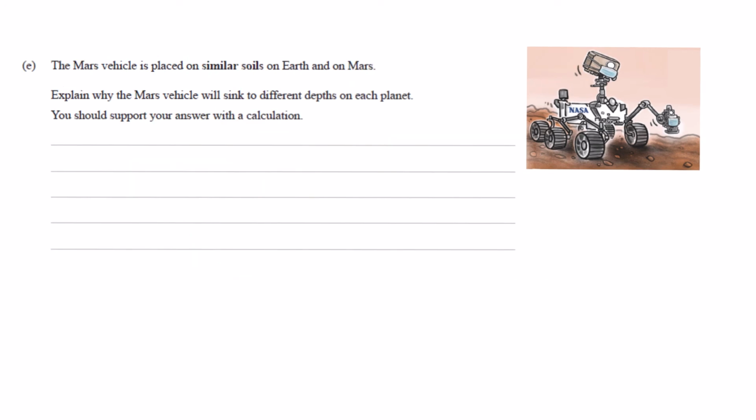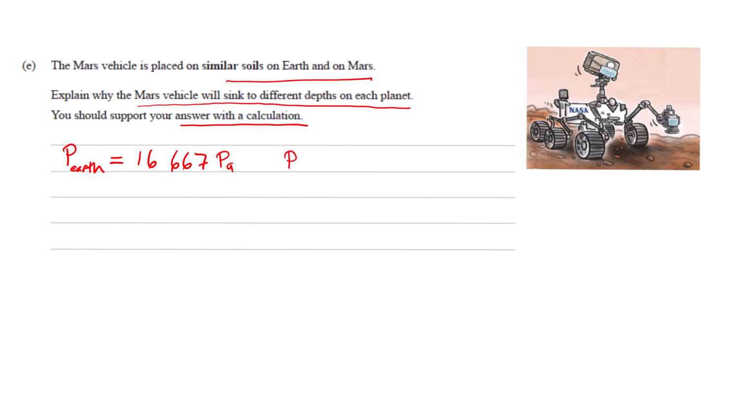There we go. Okay, the Mars vehicle is based on similar soils on Earth and Mars. Explain why the Mars vehicles sink to different depths on each planet. You should support your answer with calculations. Okay, we've got the pressure that the Mars rover exerts on Earth is 16,667 newtons per square meter or pascal.